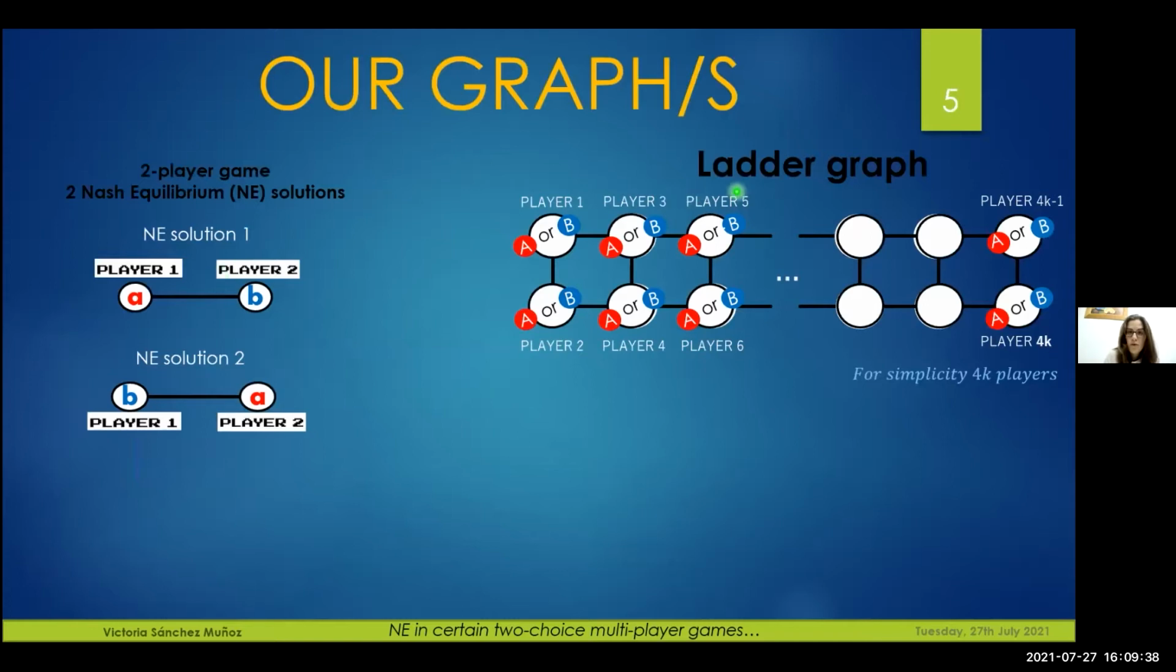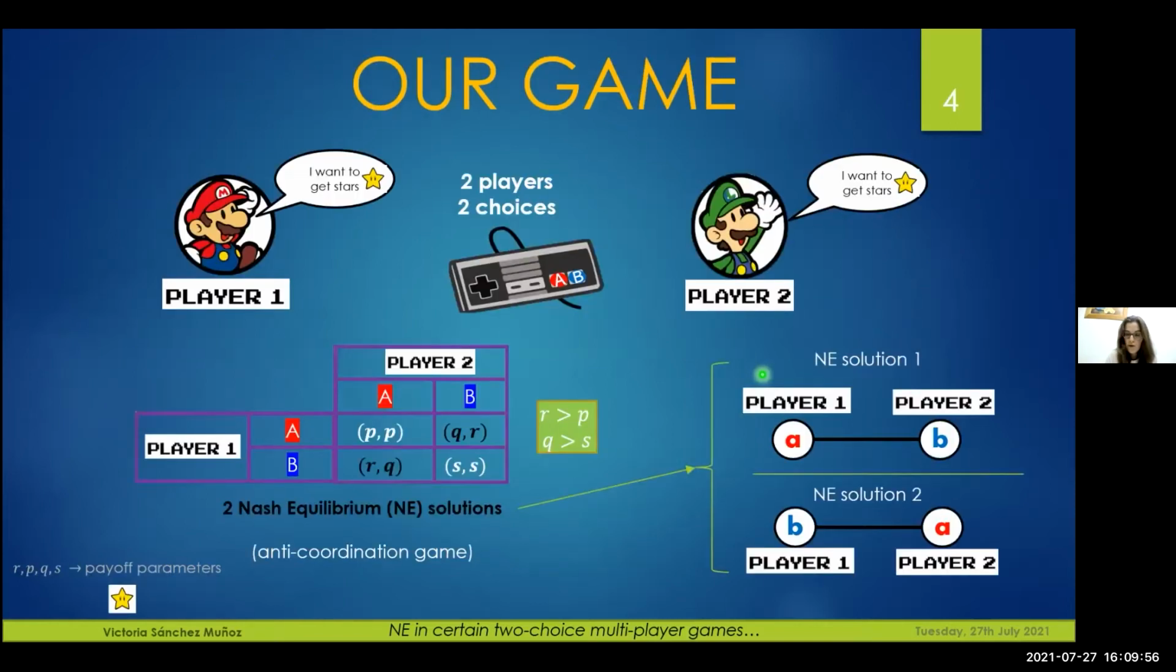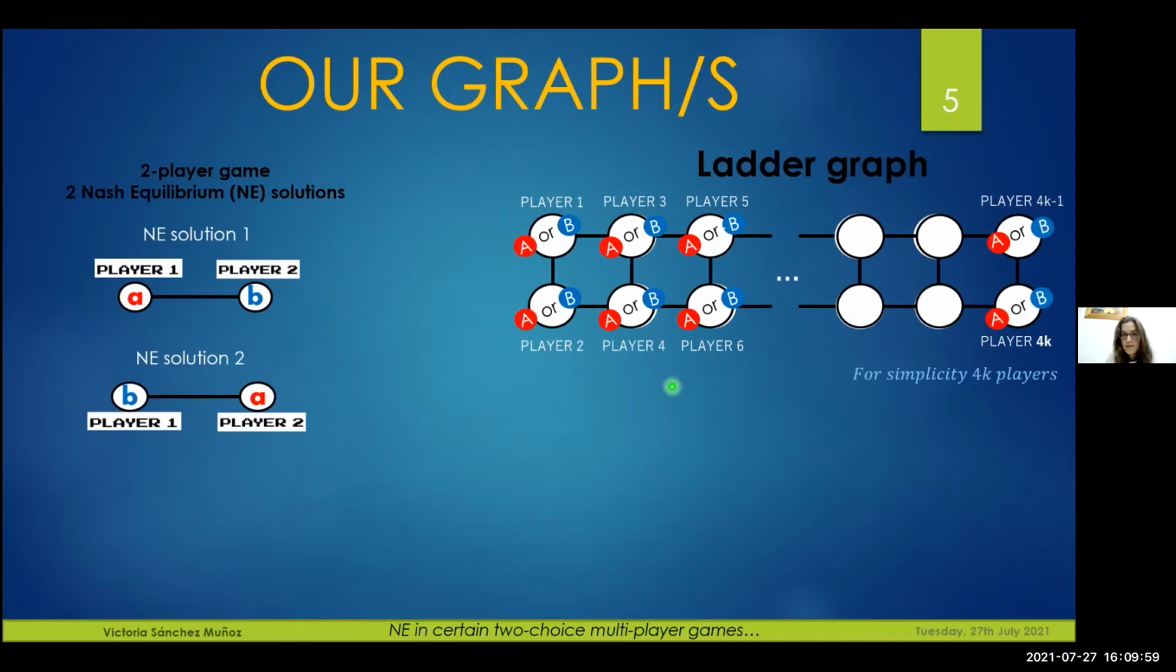Our graph will be the ladder graph, which, remember, the nodes represent players. In this case, we will have 4K players. Each player will play the defined game pairwise, the game that I just showed, with all the players connected to them. For instance, player 4 will play the game with player 3, with player 2, and player 6, and so on for all players.